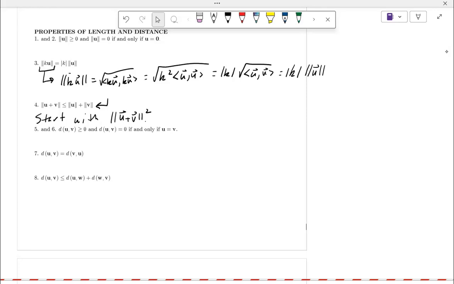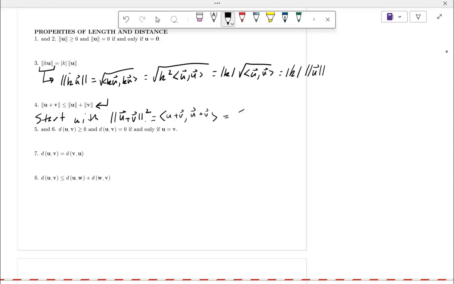I do want to talk about number 4 here that we talked about right at the end of class. I said you should try to give that one a go. It'll involve the Cauchy-Schwarz inequality, but I just want to go through it real quick. I said start with the magnitude squared. When we have the magnitude squared, what does that equal? Yeah, the inner product with itself, right? So it would be the inner product of u plus v with itself. And then we also talked about how we can basically do a FOIL type of thing, right?